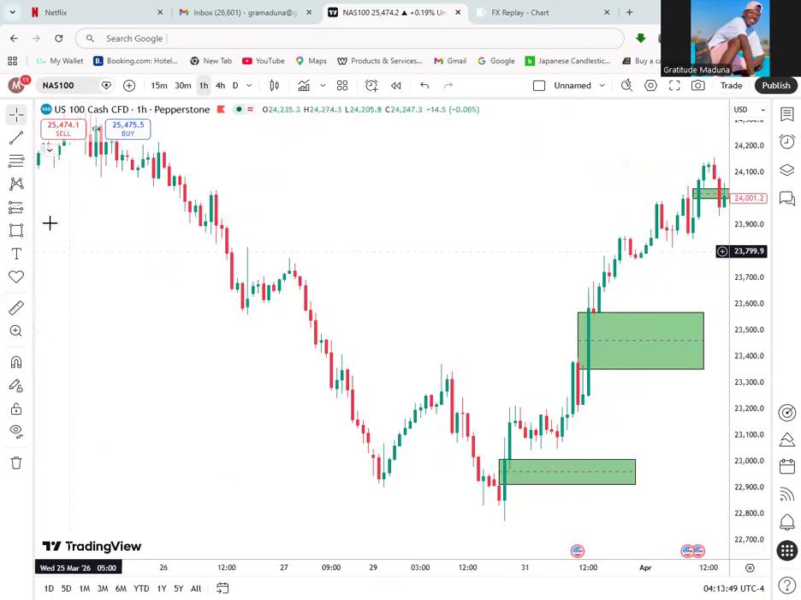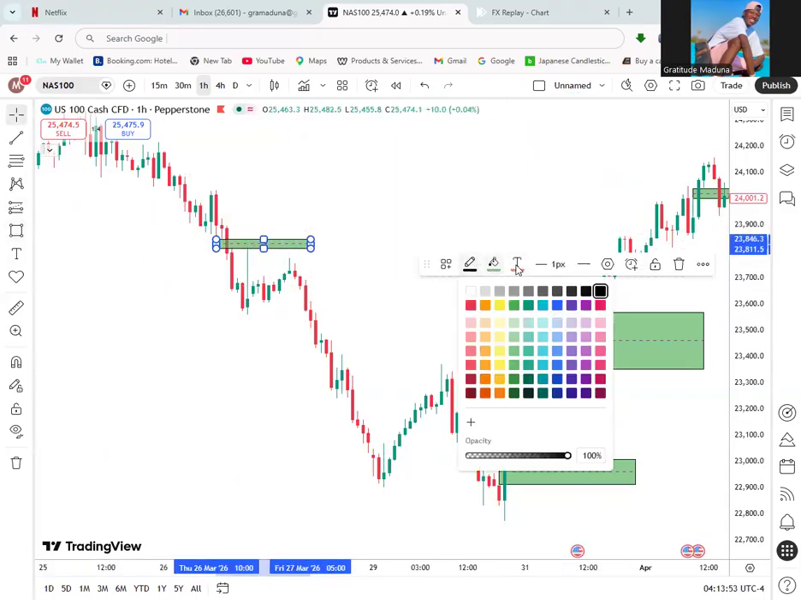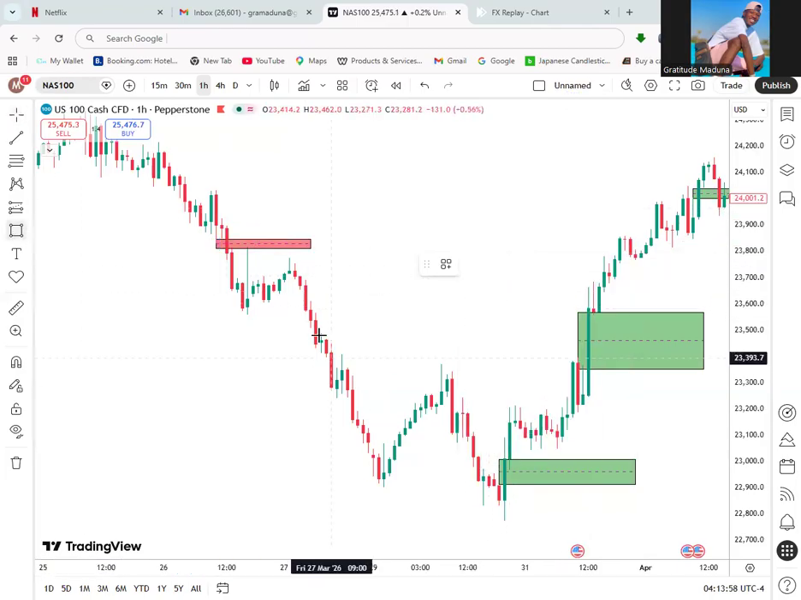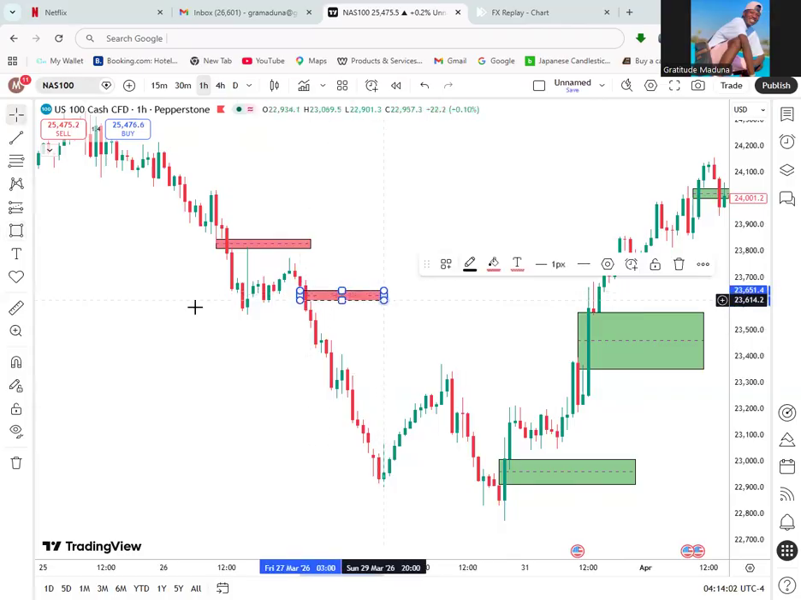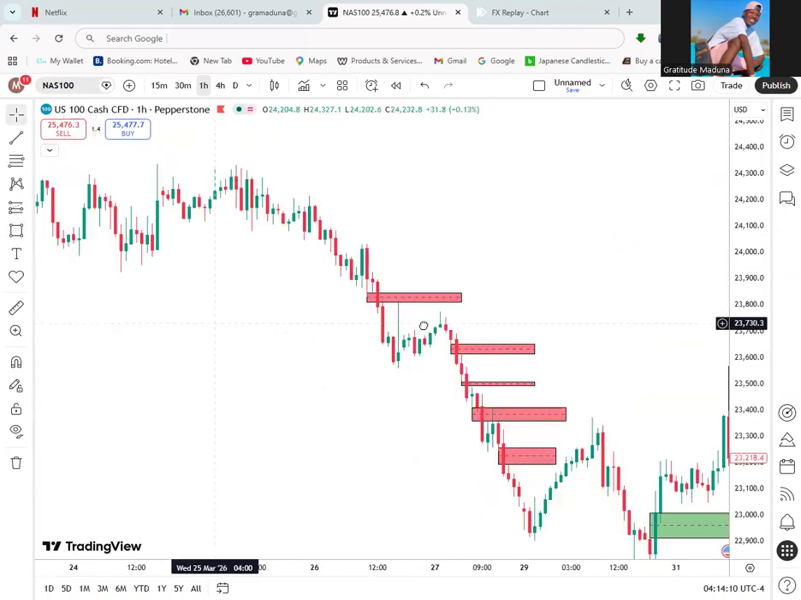Same analogy when we're selling. This is also a fair value gap of a selling market. I'm just going to change the color to red. Where else? Help me spot these fair value gaps. Sometimes I don't even see them all. Right? Fair value gap, even here. Fair value gap, fair value gap, fair value gap.